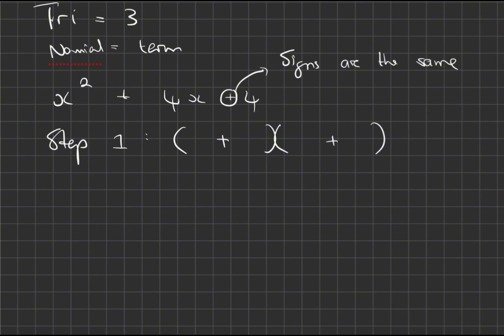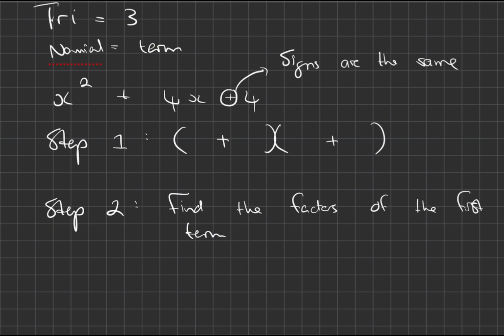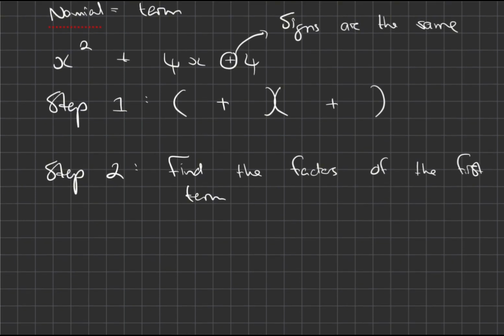That's step 1. Step 2 would be to find the factors of the first term. So what was the first term in this trinomial? It was x squared. What are the factors of x squared? Yes, it's going to be x and x. So we have x here, with a plus sign, and x there, because we also had a plus sign there.